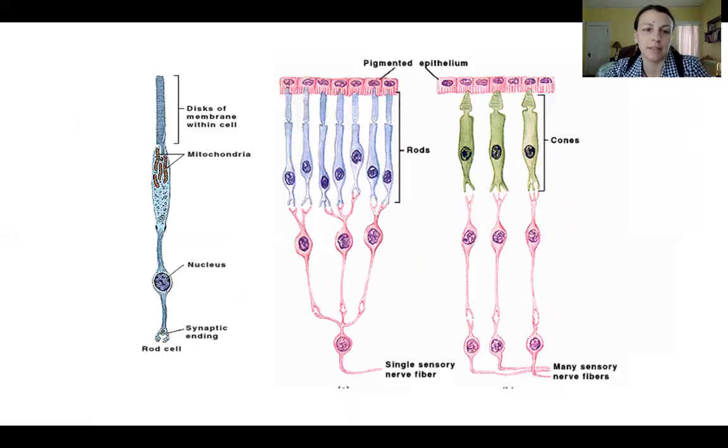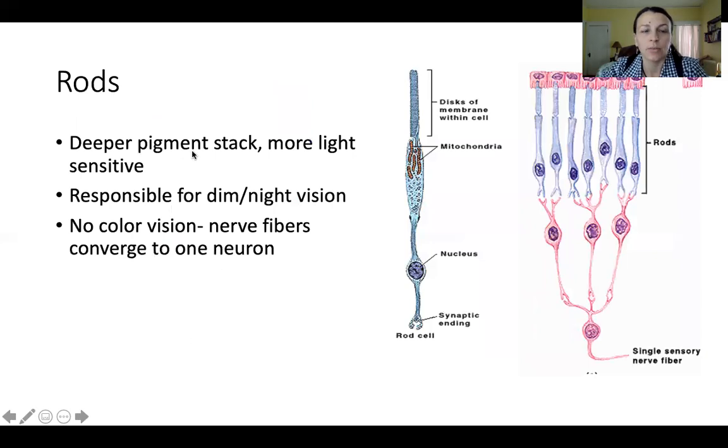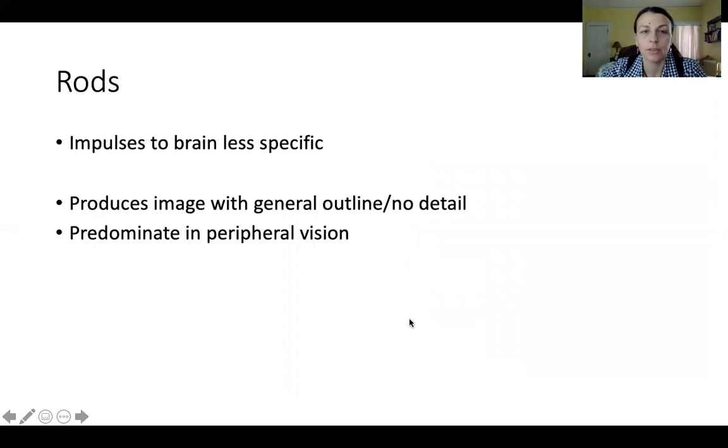This is just a nice blow up of this portion of the photoreceptor, seeing the nucleus and then the synaptic ending. So rods have deeper pigments. They're stacked. They're more light sensitive, so they're sensitive to light coming in. They're responsible for dim and night vision. There's no color vision here. The nerve fibers, like I said, converge, so multiple converging to one. The impulses to the brain, because of that, are less specific, and they produce an image with a general outline. They're predominant in your peripheral vision.